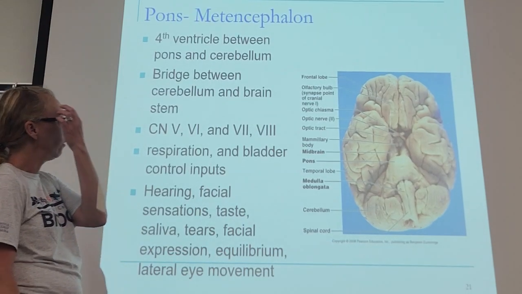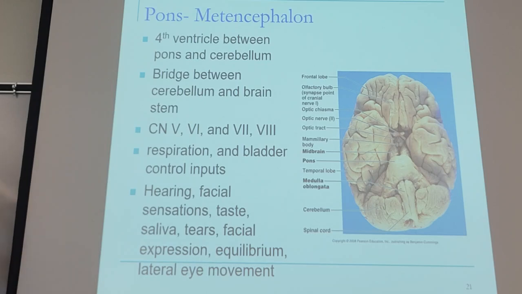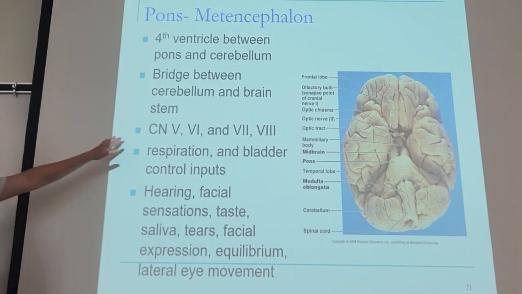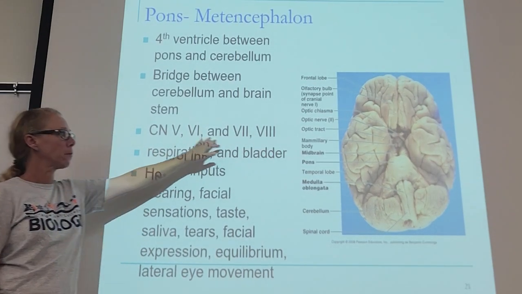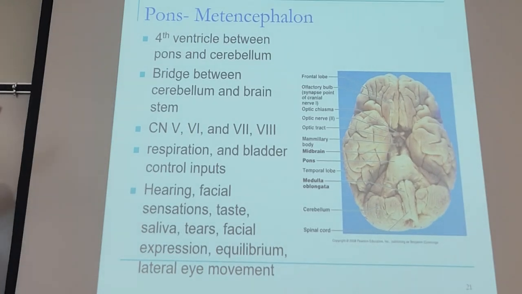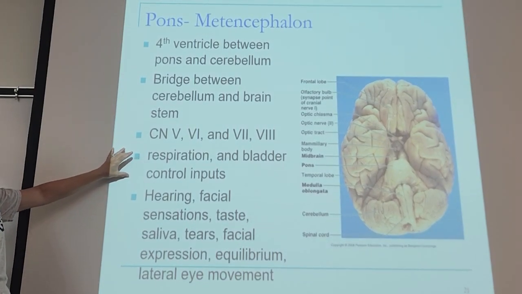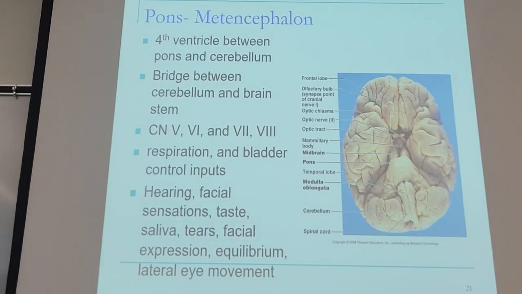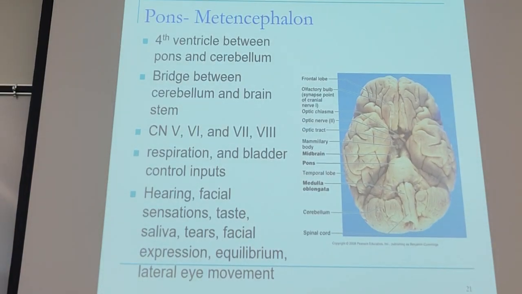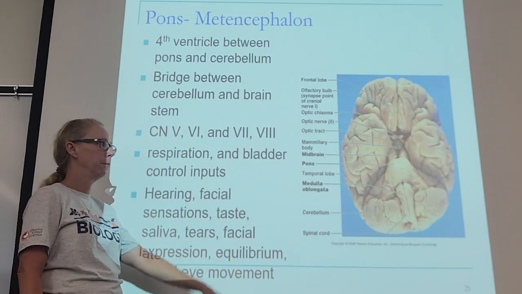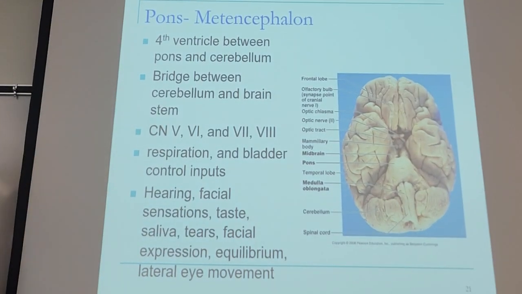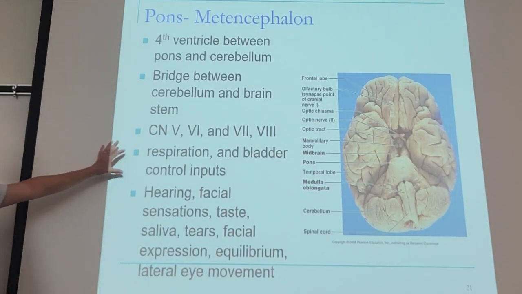Okay, so the pons. Pons is just inferior to the midbrain. You've got cranial nerves 5, 6, 7, and 8 coming off of it. Pons is a big deal mainly because of this: it controls respiration and your bladder. Those are the big pons responsibilities. There's other stuff it's involved in, but these are the big ones.